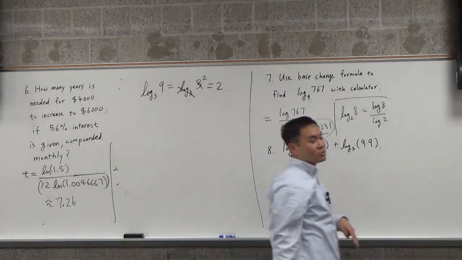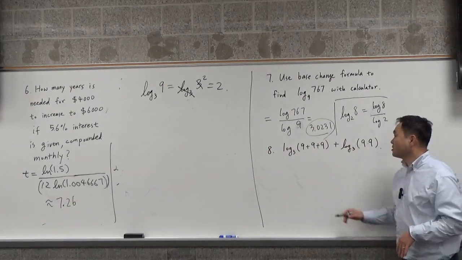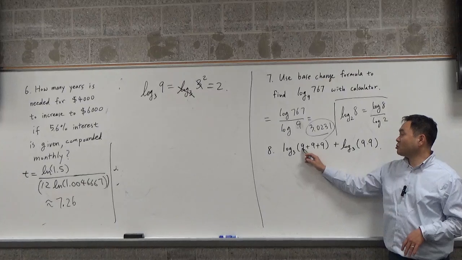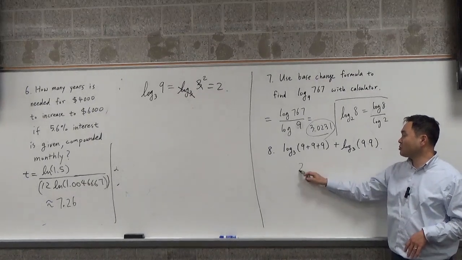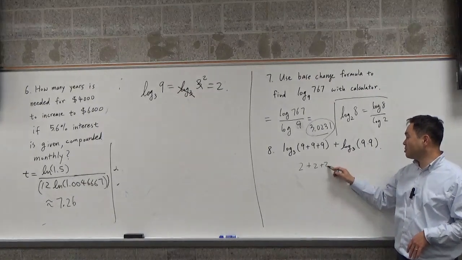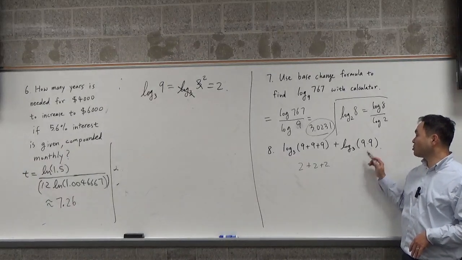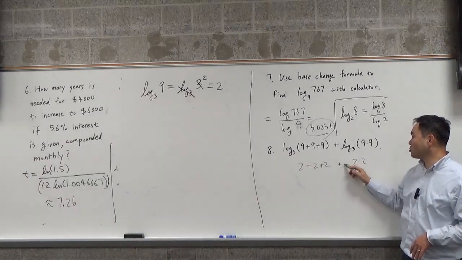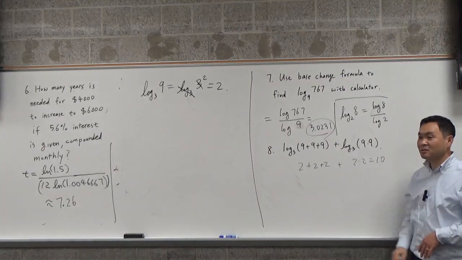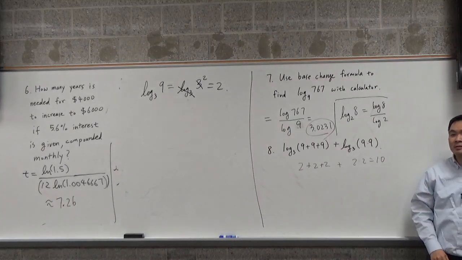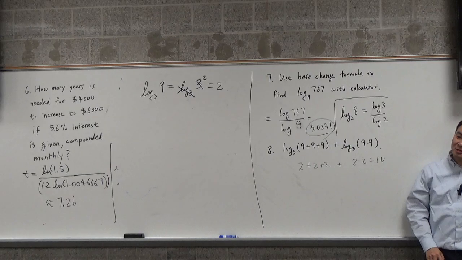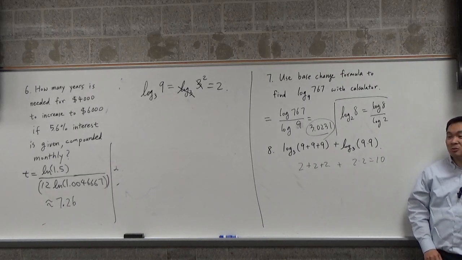Okay, so see if this makes sense. This is going to be 2 and 2 and 2, so you have 2 plus 2 plus 2, and that's going to be 2 and 2, so 2 times 2. Add them together. That's 10. Is that right? What do you think? No. Why is it wrong?